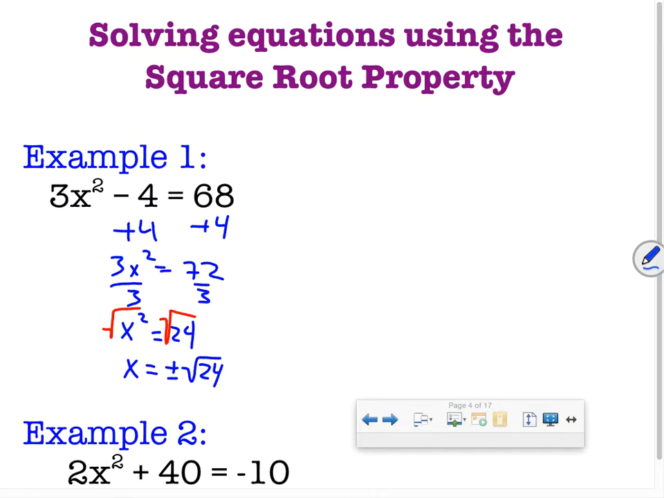You can find perfect squares that are underneath that radical. You can factor out perfect squares from 24. Again, perfect squares are things like 4 and 9 and 16. So find the biggest perfect square that goes into 24 and factor it out. When you do that, you're going to realize 4 is the biggest perfect square. So square root of 4 times the square root of 6. And then you have one more step. You could rewrite this square root of 4 as a 2. So your final answer is going to be x equals plus or minus 2 square roots of 6.